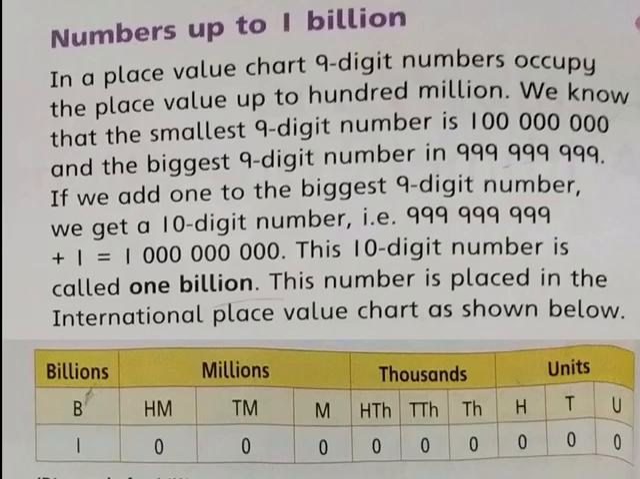Okay. Students, we know that the smallest 9-digit number is 100 million. And the biggest 9-digit number is 999,999,999. This is the largest 9-digit number.